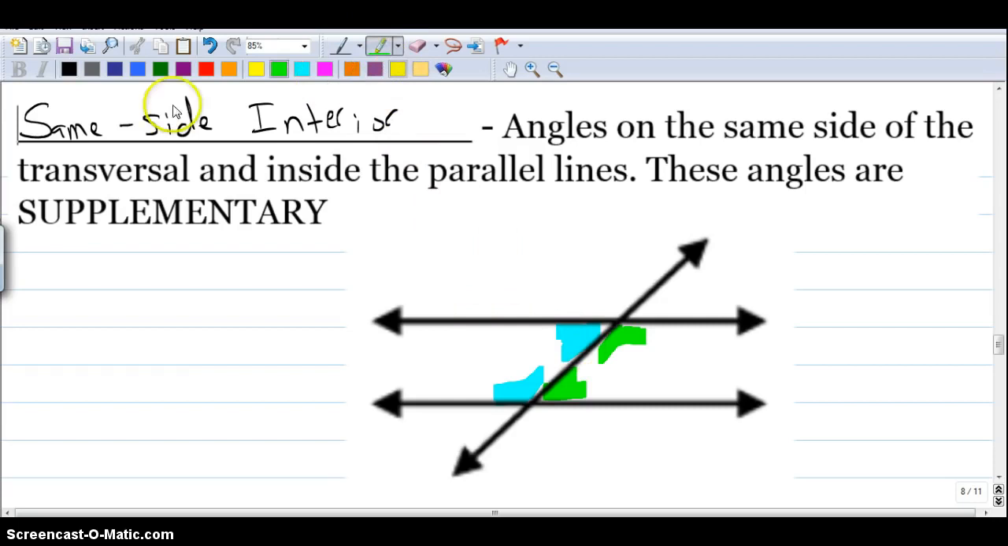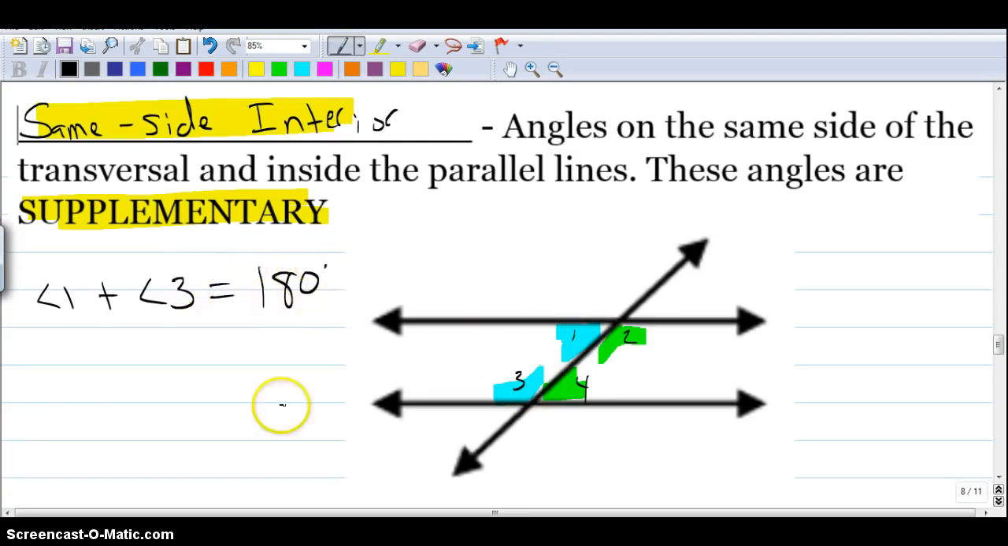Oh, before I forget, same side interior angles are supplementary. They're what? Supplementary. It means they equal 180. That's angle 1, that's angle 2, that's angle 3, and that's angle 4. Then that means that angle 1 plus angle 3, they're both blue, is equal to 180 degrees. That means one of them can be 60, the other one's 120 or whatever. Same thing on the other side, angle 2 plus angle 4 is equal to 180 degrees.